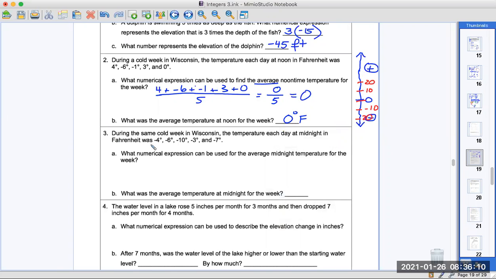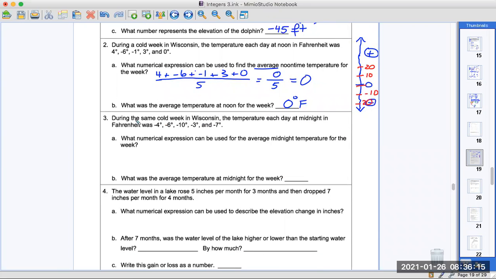Okay, next question. Number 3. During the same cold week in Wisconsin, the temperature each day at midnight in Fahrenheit was these numbers. By the way, what I'm circling with my cursor is called a numerical expression, because it's got numbers. Can you see my cursor? So I want you guys to tell me what would be the numerical expression for these numbers. Somebody tell me what to write.